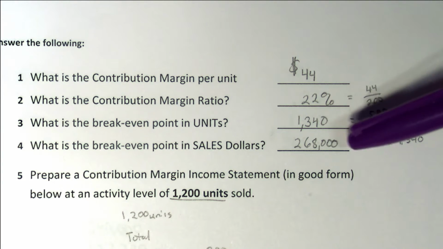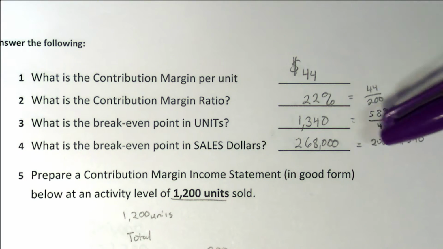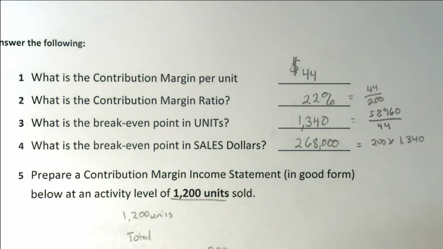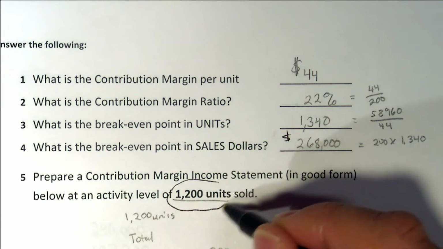And to get the break even in sales dollars, you could have taken the fixed cost divided by the CM ratio of 22%, or it looks like what you did is you just took the break even in units and took it times the sales price of 200. Either way, you get $268,000, okay?